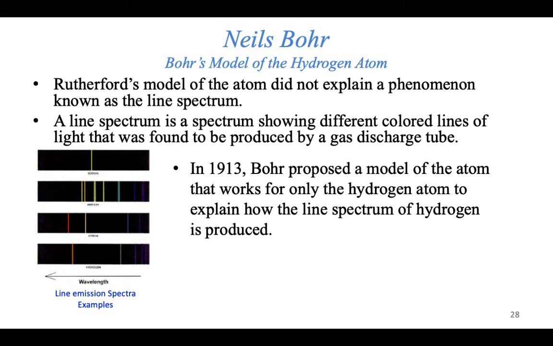This brings us to Niels Bohr. In an effort to explain how electrons changing energy levels within the atom produce photons of light, he comes up with Bohr's model of the hydrogen atom. It's the model of the hydrogen atom because it only works perfectly with single electron atoms like hydrogen.